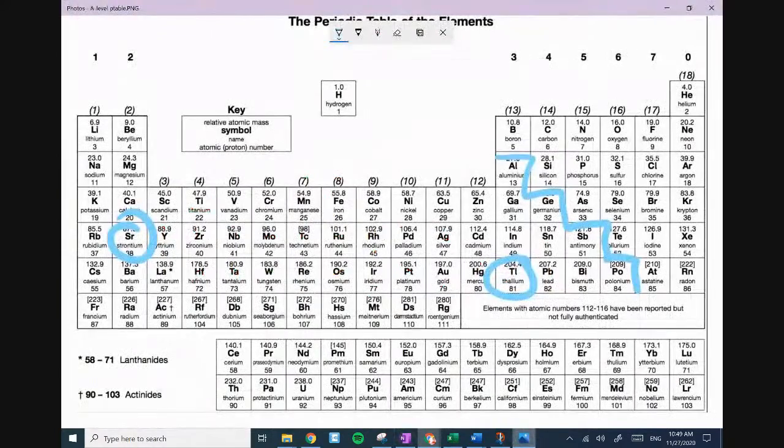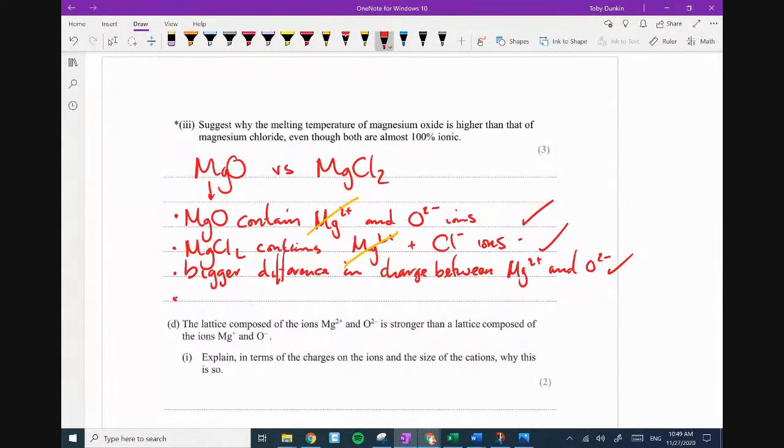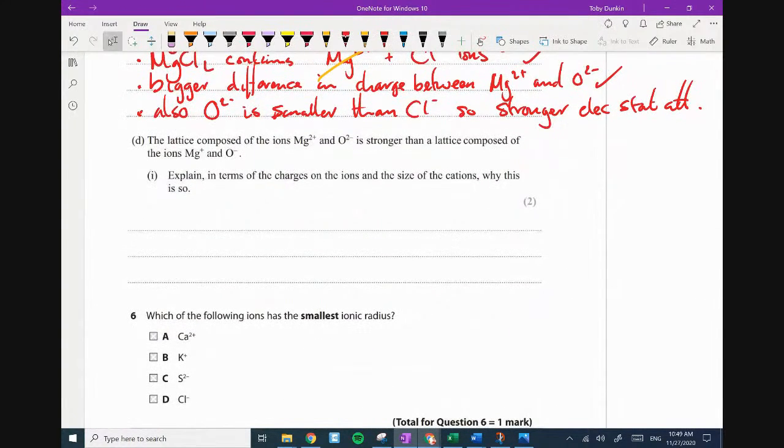Yeah, it's also nice to mention the size, just as a kicker. If you look at the periodic table, oxygen now has the configuration of neon, 2 shells. Chlorine has 3 shells and is now the configuration of argon. Chloride's massive. Also, O2- is smaller than Cl-. So stronger electrostatic attraction. I'm done. Okay, the lattice composed of this is stronger than the lattice composed of that.